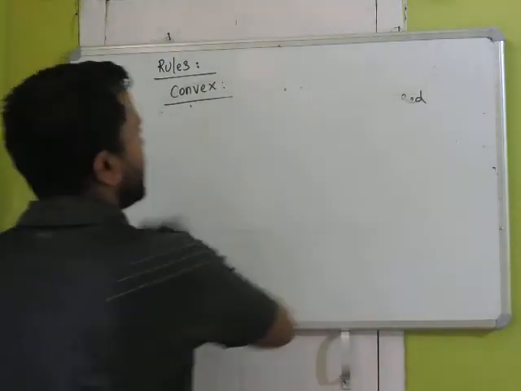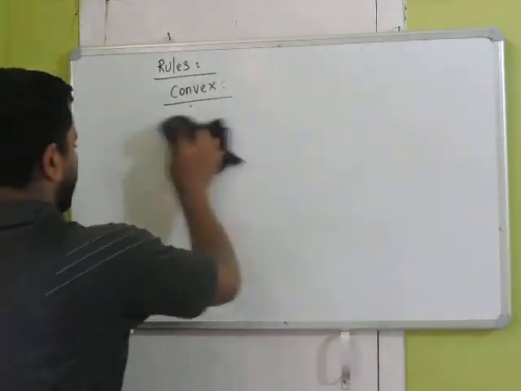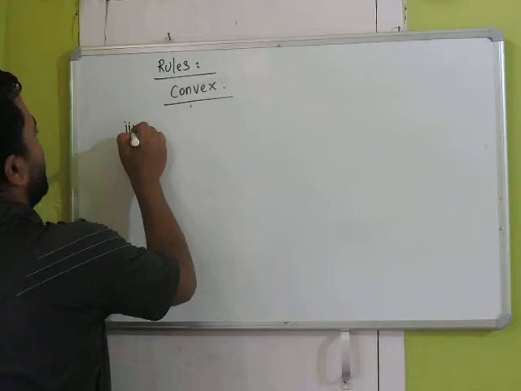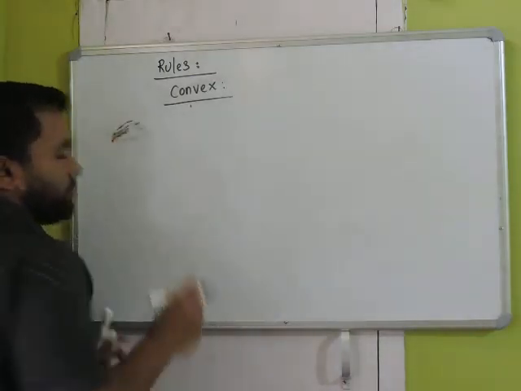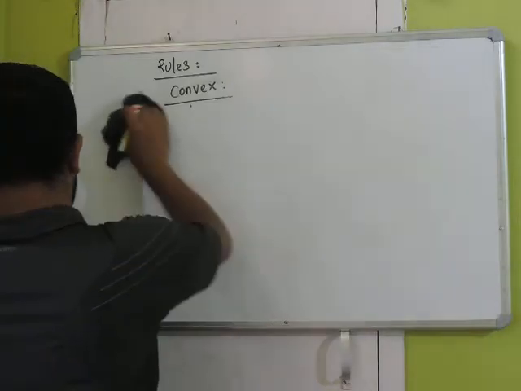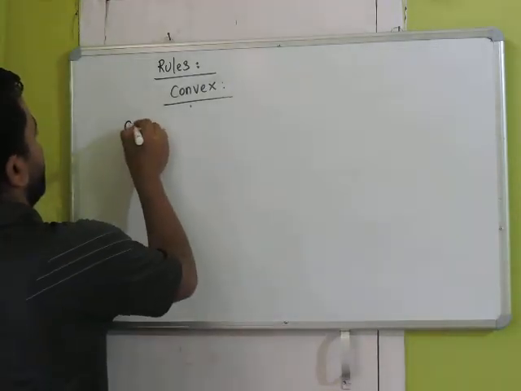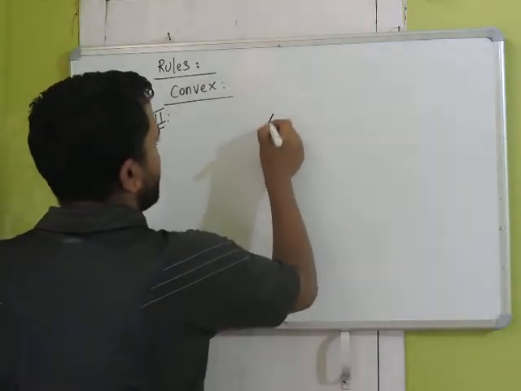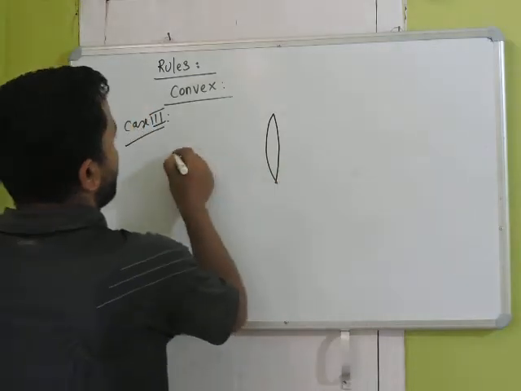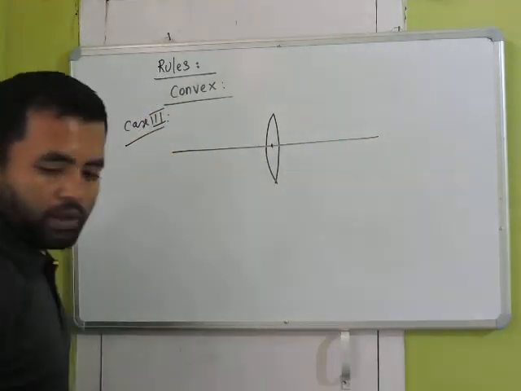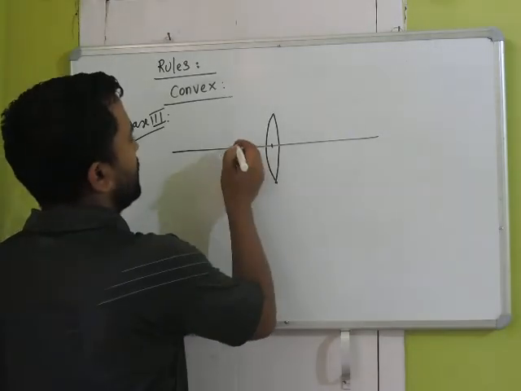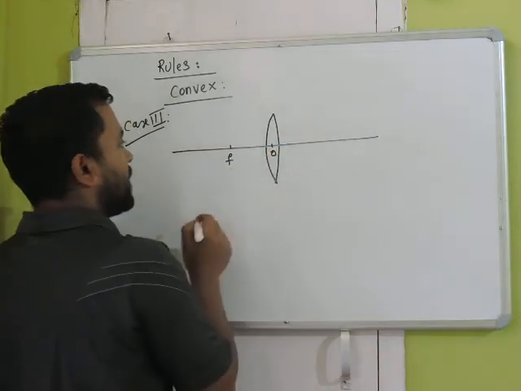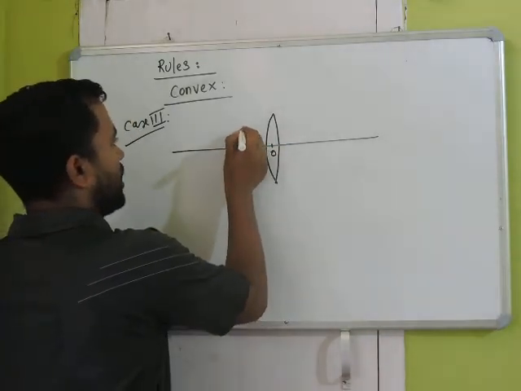So moving on to the third case. The third case I am going to discuss is when the object is between focus and the pole. Okay, pole I am writing it to be O, so the object is here.